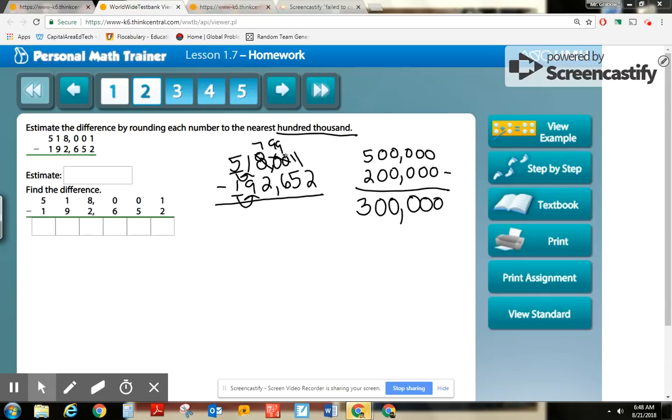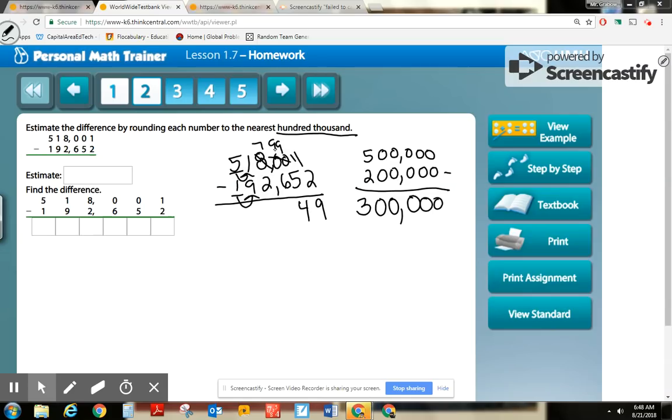So you can see I took 1 from this 800. It's not really 800 because it's really 8,000. I took 1, gave it to the ones place. Now we can subtract: 11 take away 2 is 9. 9 take away 5 is 4.